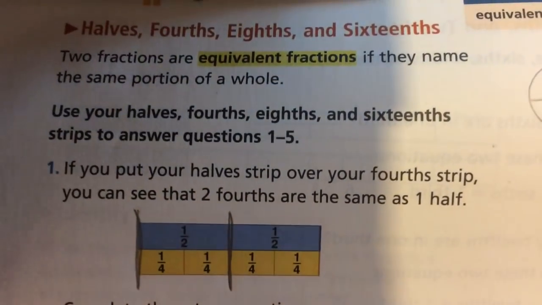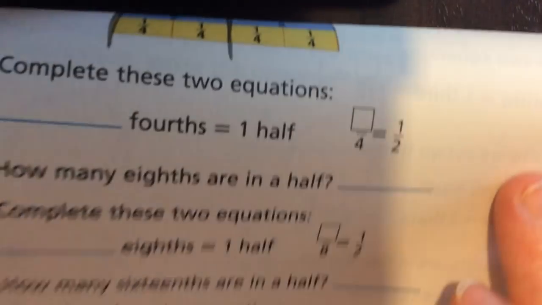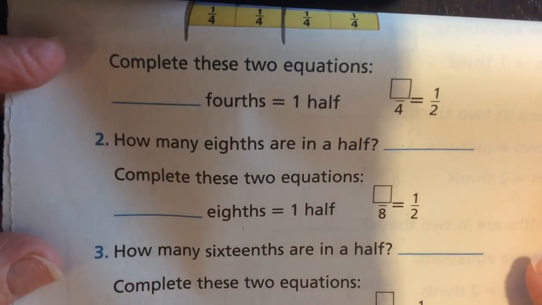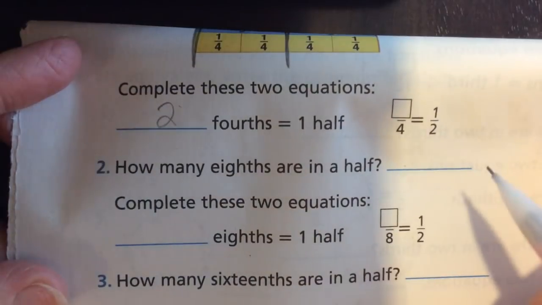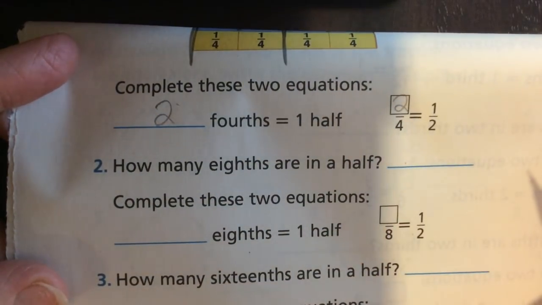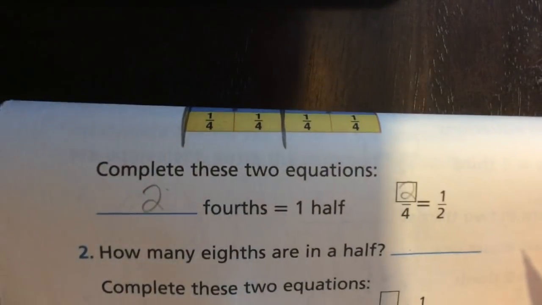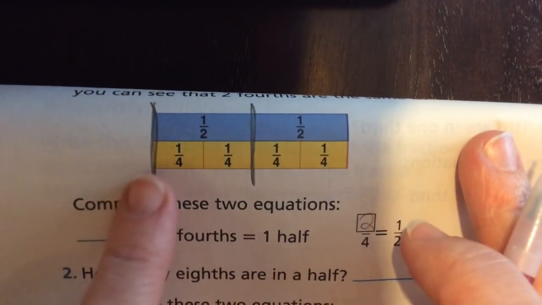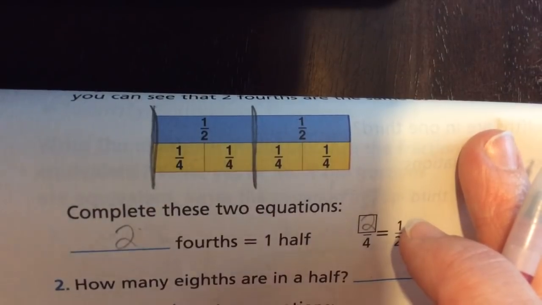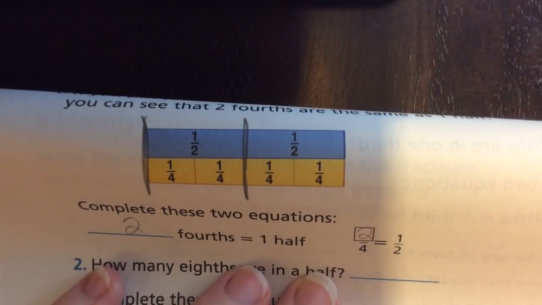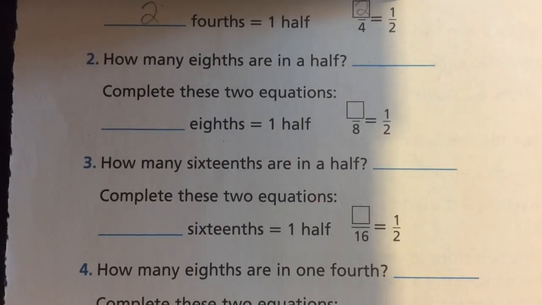At the bottom here, it asks you to complete the equation. It's saying, complete these two equations. How many fourths equal a half? 2 fourths equal a half. So I have 2 fourths equal a half over here. They equal the same amount because of how it shows in the picture. 2 fourths is the same distance from here to here as it is with 1/2. That's called an equivalent fraction. Think of the word equivalent. Equivalent has the word equal almost inside of it. That's how I remember that equivalent fractions are equal fractions.